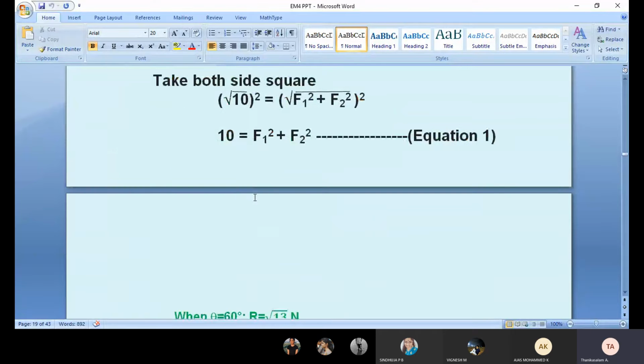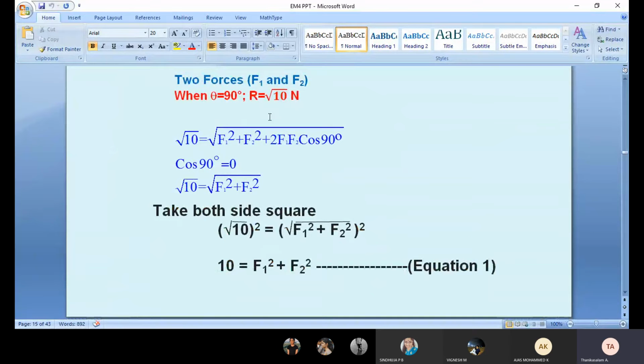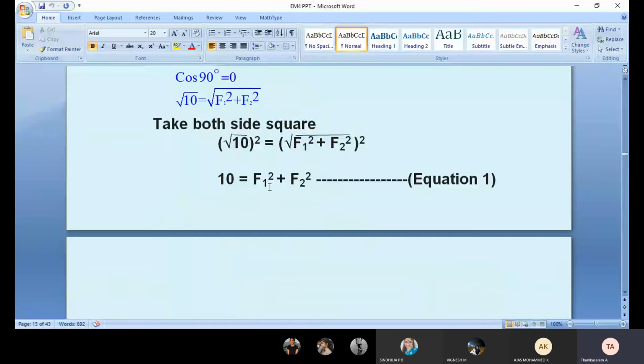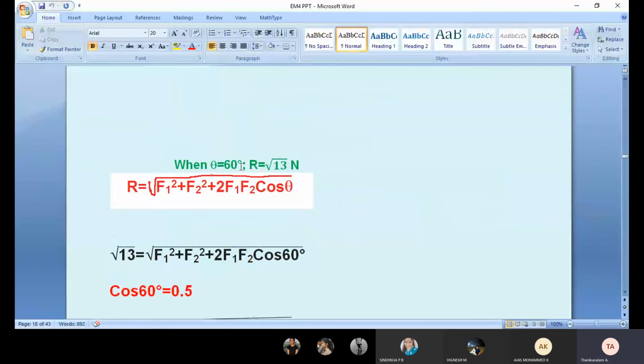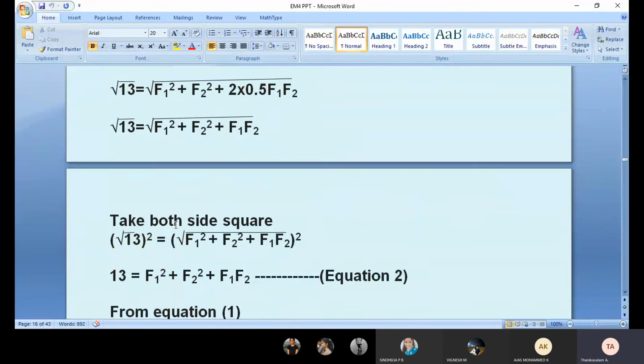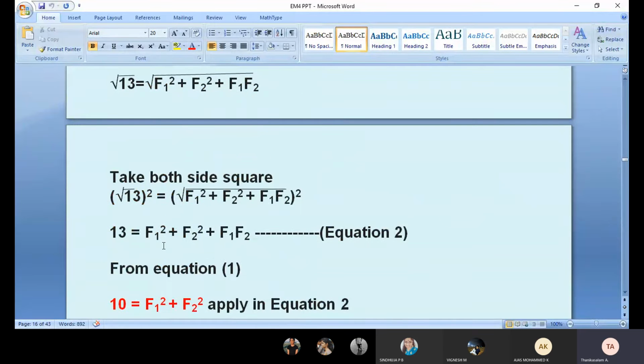What is the first case? The resultant is square root 10, angle theta equal 90 degree. Two forces, we applied parallelogram. We got equation 1, that is F1 squared plus F2 squared equal to 10. Now case 2. What is case 2? When theta equal to 60 degree, resultant equal square root of 13. Therefore, R equal to square root also applied. So finally we got equation 2: 13 equal to F1 squared plus F2 squared plus F1 F2.